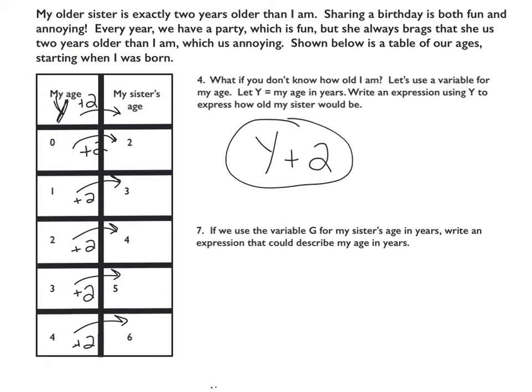Now number 7, now we're going to switch this. So it says if we use the variable g for my sister's age, write an expression that would describe my age in years. So now we're doing the opposite here. So now we're going backwards. So I'm going from my sister to my age. So as I'm drawing these arrows, kind of look at what pattern do you notice as I'm going from 2 to 0, 3 to 1, 4 to 2, 5 to 3, and 6 to 4.